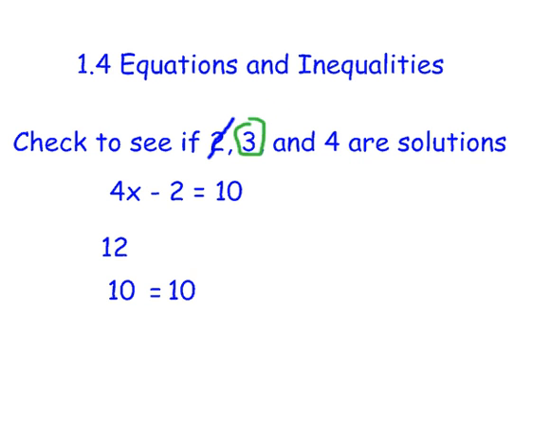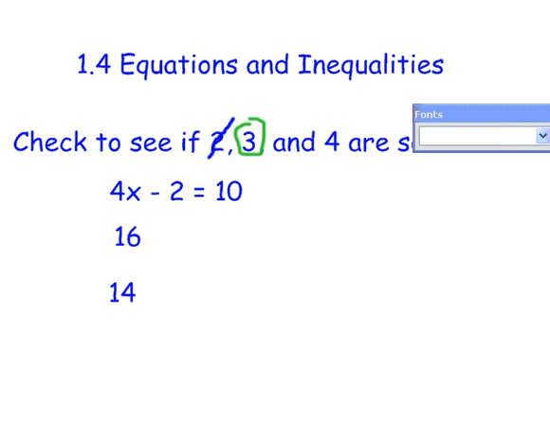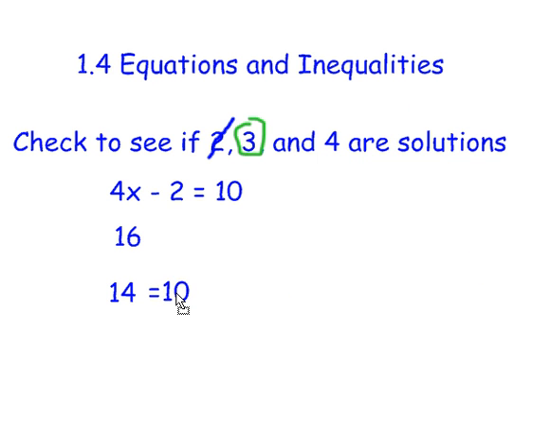And the last thing that we need to do is try 4. So let's try 4. 4 times 4 is 16. 16 take away 2 is 14. So now you can ask yourself, is 14 equal to 10? And the answer is no. 14 is not equal to 10. And so the only solution that we came up with is 3.